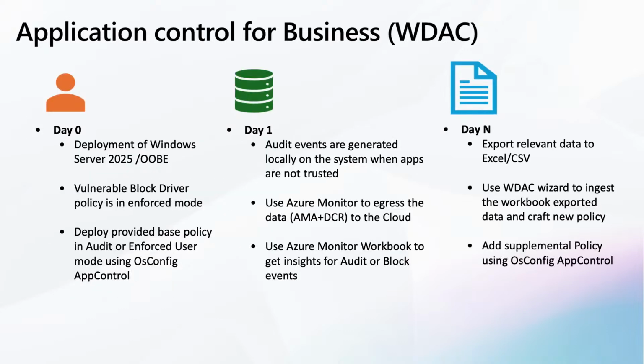If I quickly go over the customer journey, on day 0, you deploy Windows Server 2025, and then you deploy the base policy offered by Microsoft in either audit or enforce mode, using OS Config. Then on day 1, you can start seeing the audit events which are generated locally on the systems when apps are not trusted. And then you can use Azure Monitor to egress the data to the cloud, and use the Azure Monitor workbook to get insights for audit or block events.